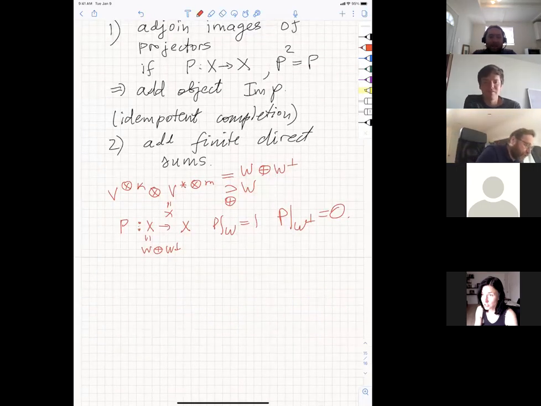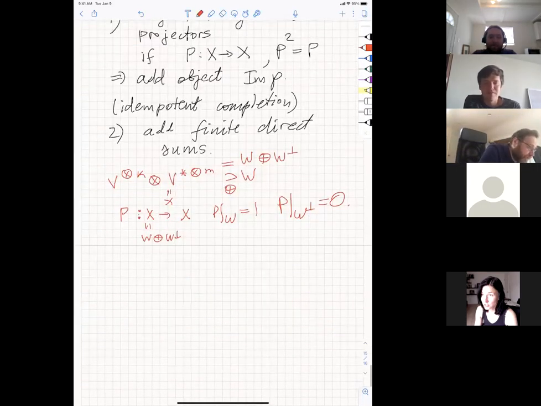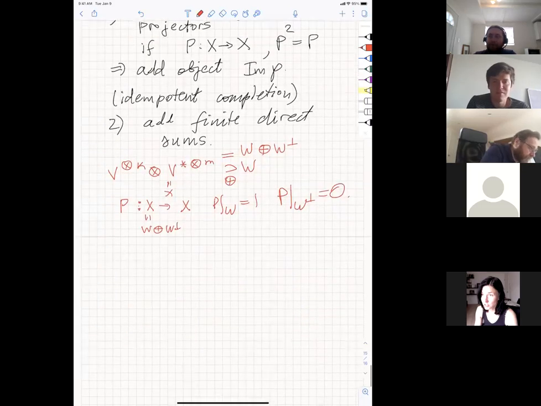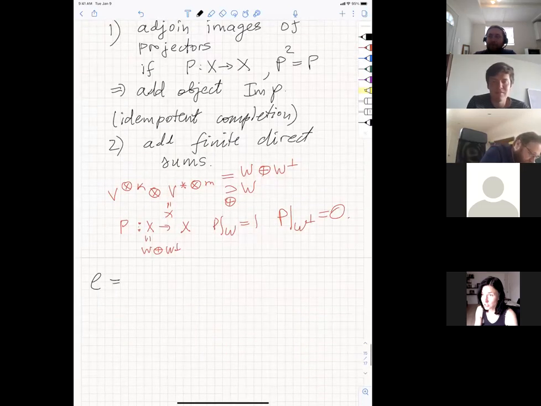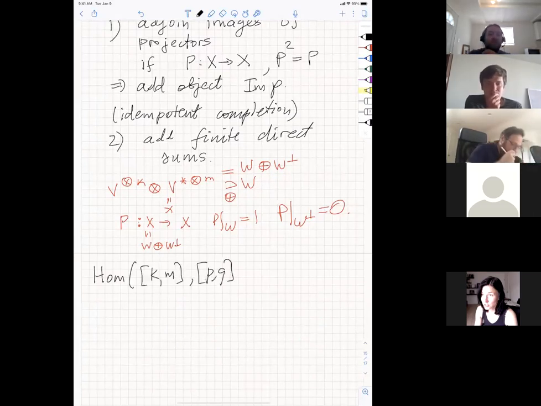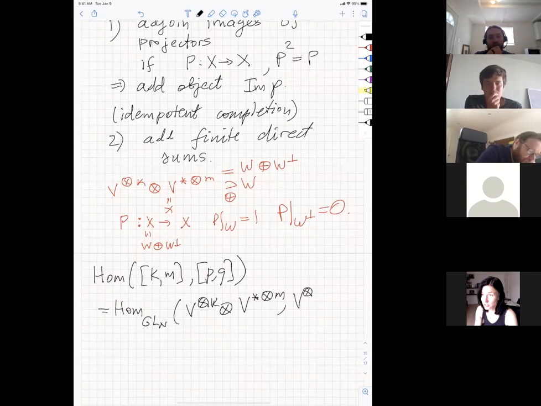All right, so then I have to describe this category C. So how do we write? We have to describe Homs, right? Because we know the objects. So what is Hom from V^K ⊗ V*^M to V^P ⊗ V*^Q? Well, this is the same as Hom over GL_N of V^K, V*^M, V^P, V*^Q.